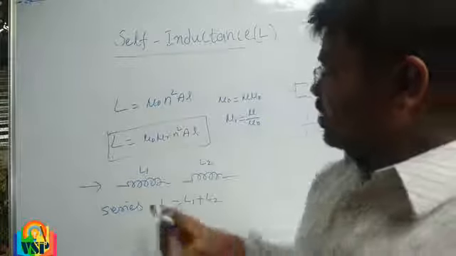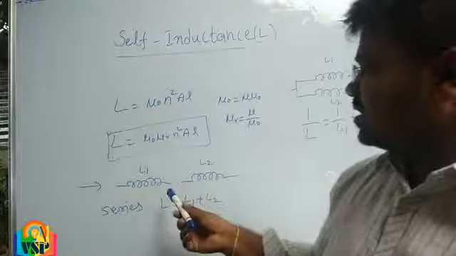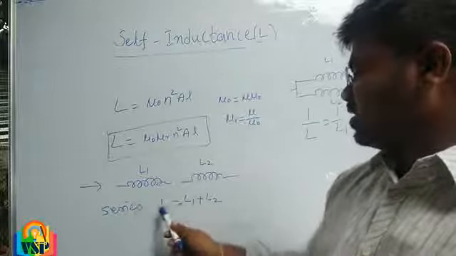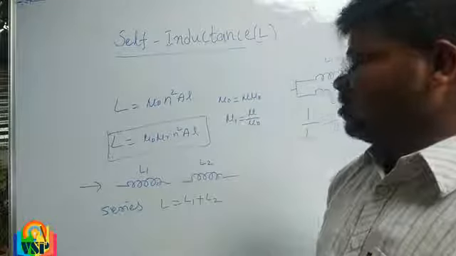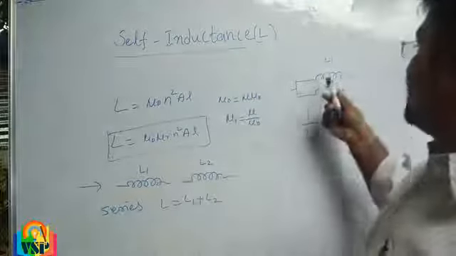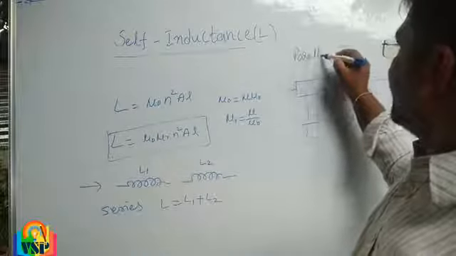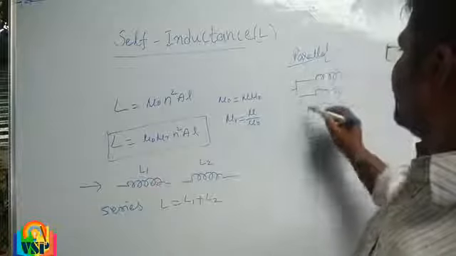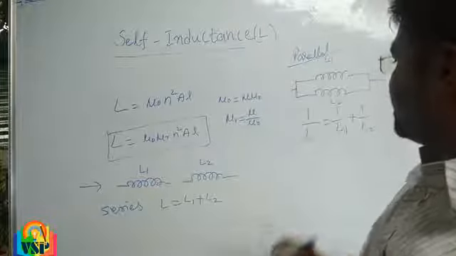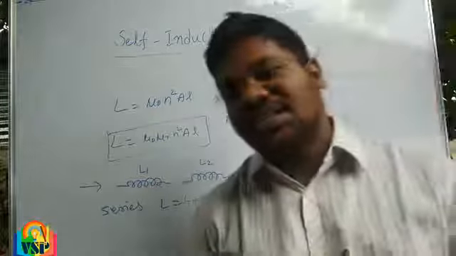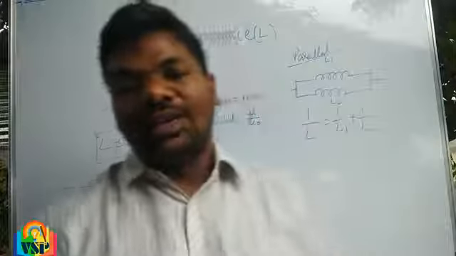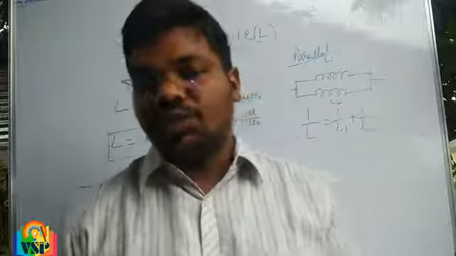If we take such inductors in series, we get L is equal to L1 plus L2. If we take a parallel connection, we can connect like this, and we get the effective self inductance as 1 by L is equal to 1 by L1 plus 1 by L2.